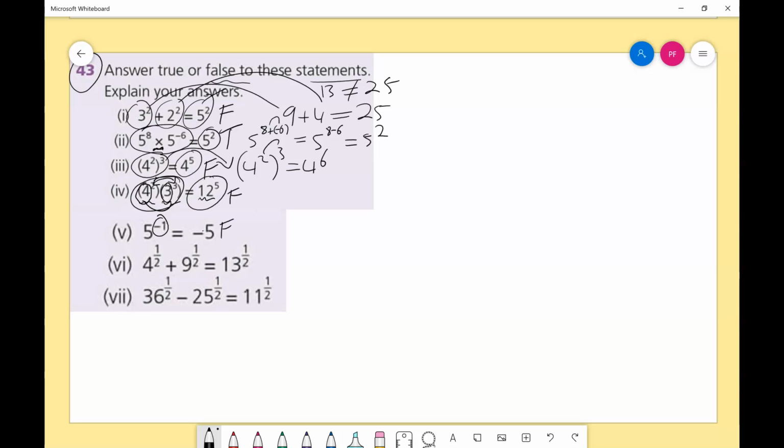5 to the power of minus 1 equals minus 5. Well, no, that's false. Why? Because 5 to the power of minus 1 means 1 over 5, not minus 5.